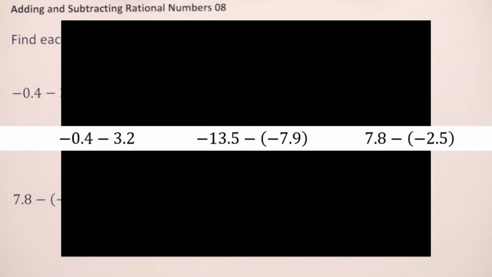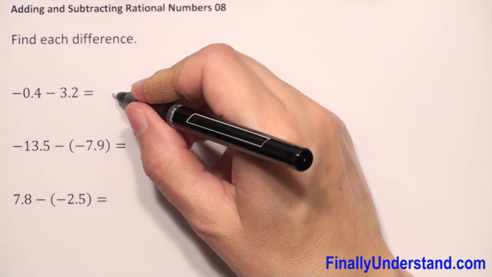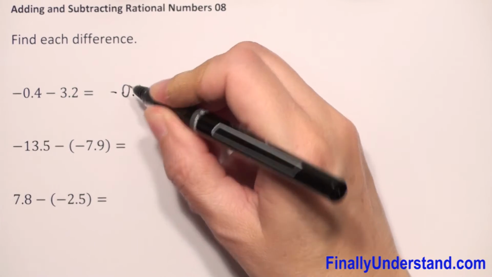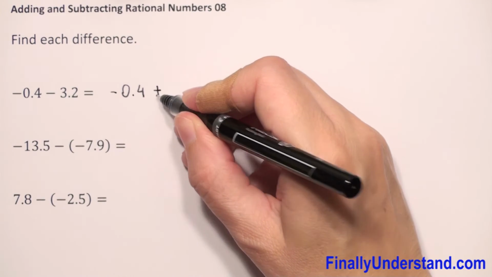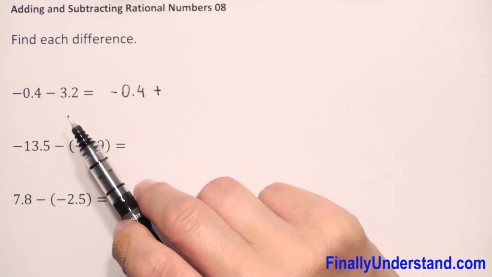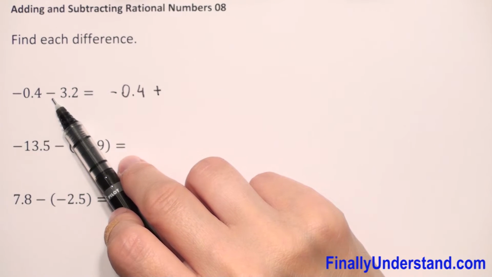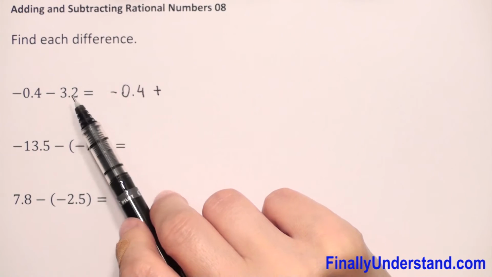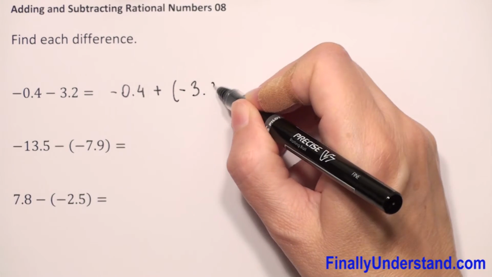We have subtraction of rational numbers. We use the same rule as for subtracting integers. So when we have subtraction, we copy the first number, we change subtraction to addition, and we add the opposite of the second number. As subtraction changes to addition, the opposite of 3.2 is negative 3.2.